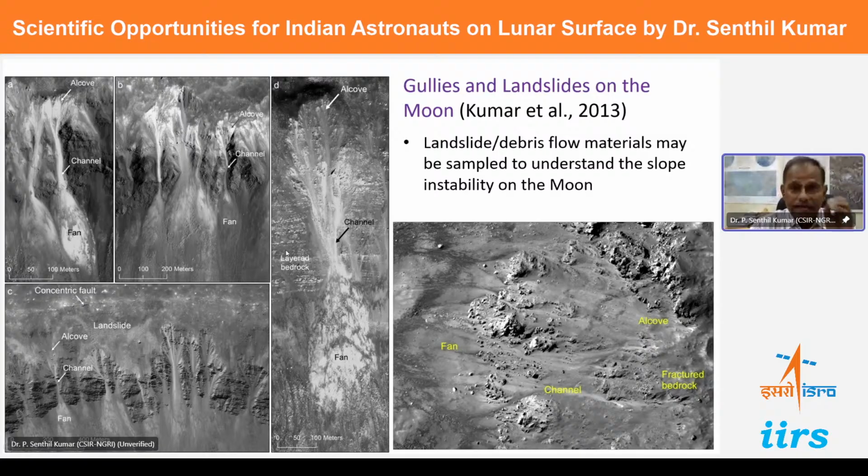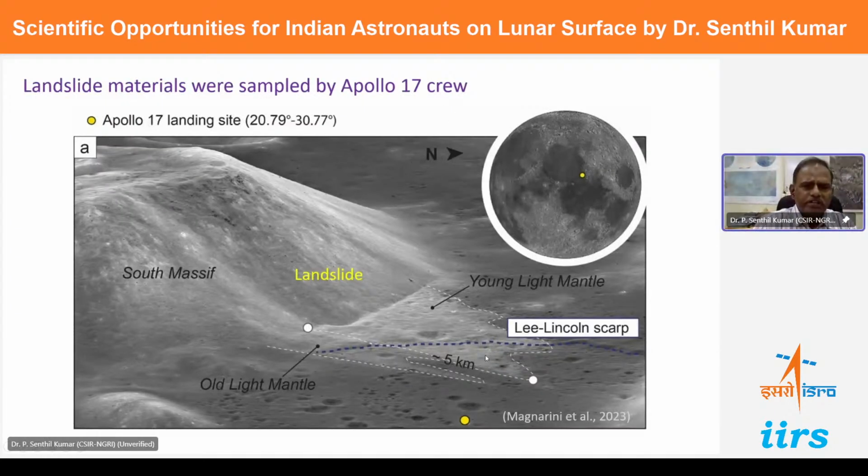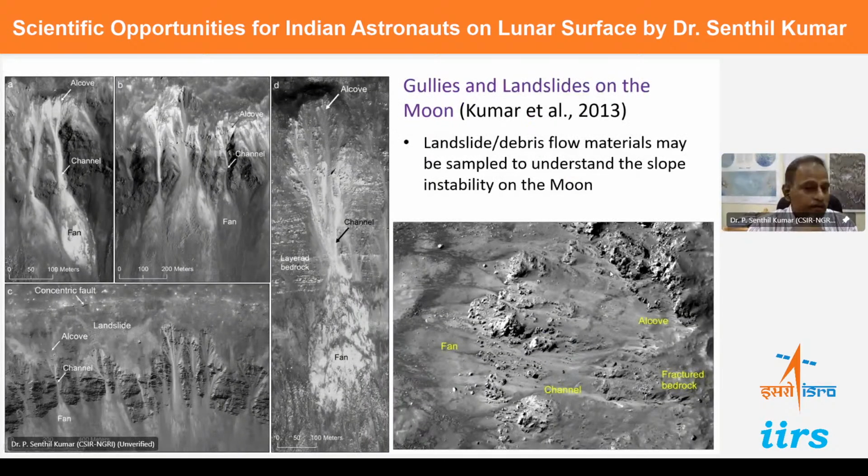Landslides. You know how catastrophic landslides are on Earth. Similarly, landslides, gullies and debris flows also formed on the moon. This is also a very good topic. For example, Apollo 17 also sampled landslide materials from the moon. So landslides are also very interesting targets for the study of the moon.